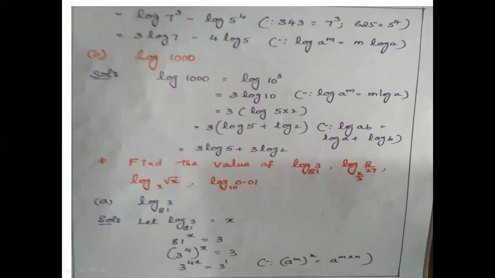The first one, log 3 to the base 81. Let log 3 to the base 81 be a variable, suppose x. Convert this into exponential form, that is 81 power x is equal to 3. 81 we can write as 3 to the power of 4. So 3 power 4 whole power x is equal to 3. Here you use the law of exponent, a power m whole power n is equal to a power m into n. So 3 power 4x is equal to 3 power 1.